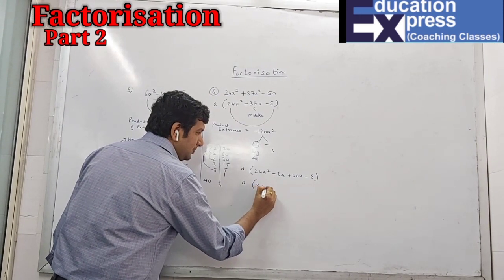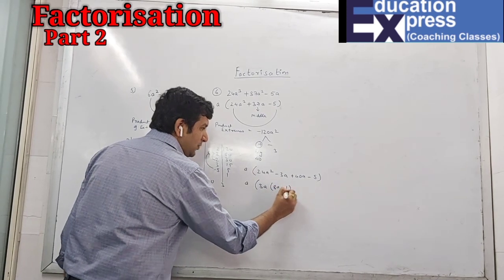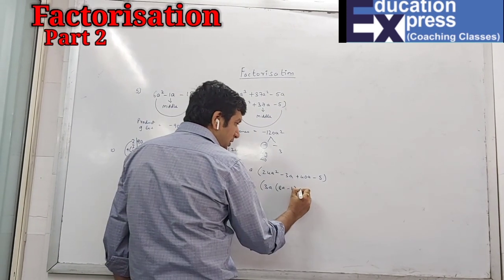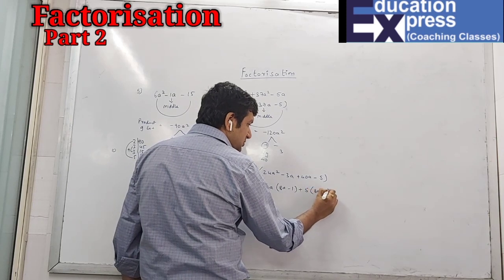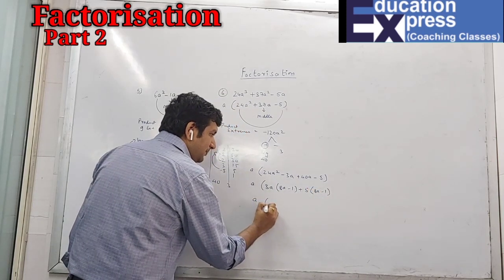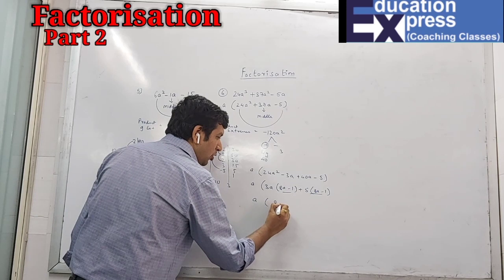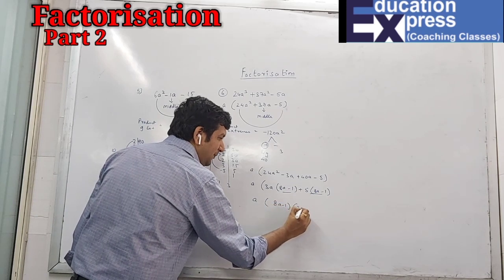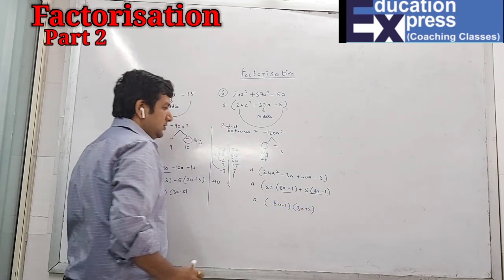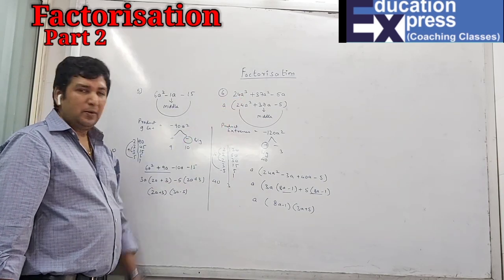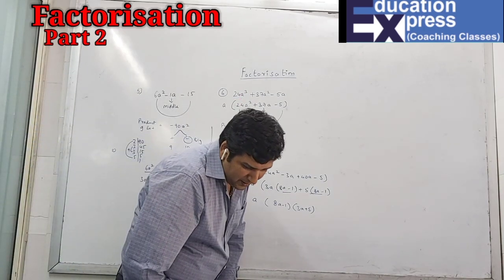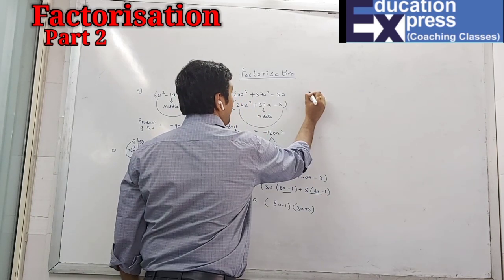3a common, 8a minus 1, because the whole 3 is out. Here 5 is common. What is left is 8a minus 1. So 8a minus 1 again common and 3a plus 5 is the answer. So here the only thing which was different was that we have to take a as common. Now question number 7.